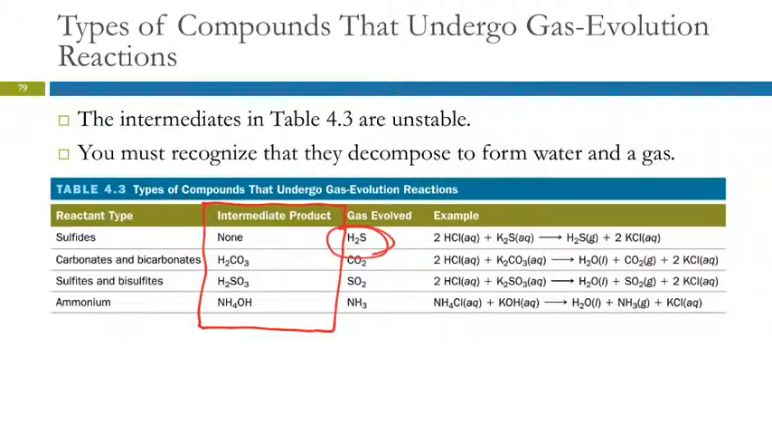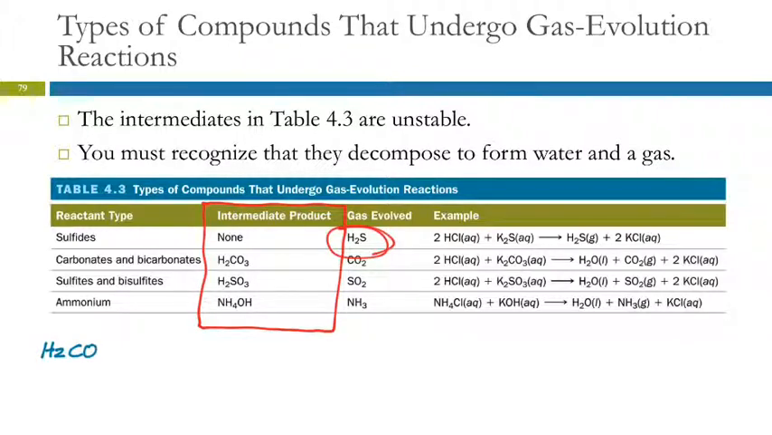If you get H2S, you've got to remember that's a gas. If you forget that, it's not going to cause you to fail the class for sure. It's not a big deal. If you get one of these, you should recognize that those are unstable and then write what they fall apart into. And it's actually easier than it appears at first glance because they follow a nice pattern.